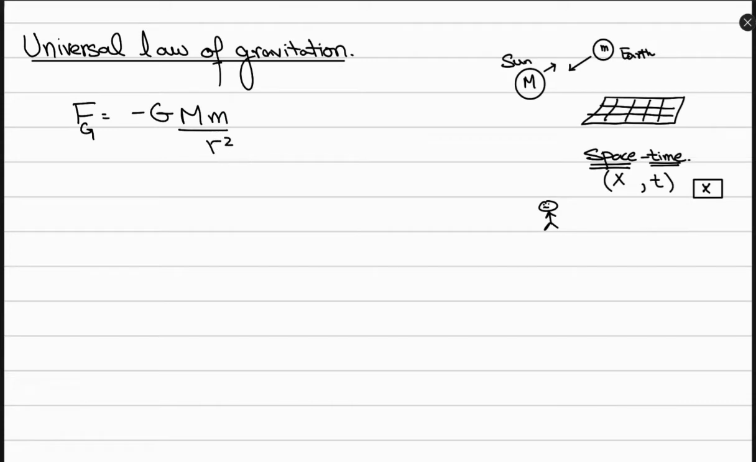And r squared is actually the distance from the center of the sun to the center of the earth. That's r, right? And as you can see, the force varies inversely to r squared. This is also known as the inverse squared law. Now, this means that if the radius between the two bodies increases 2 times, that would decrease the force 4 times, right?